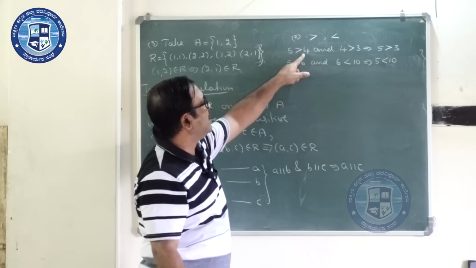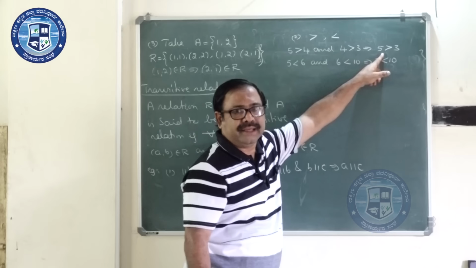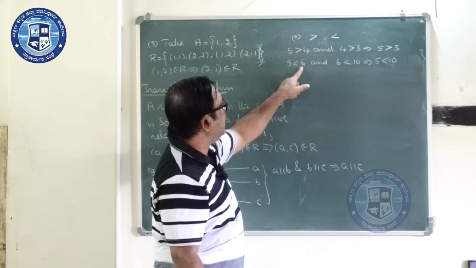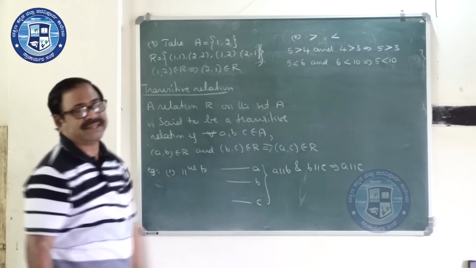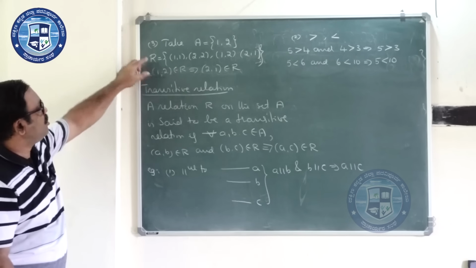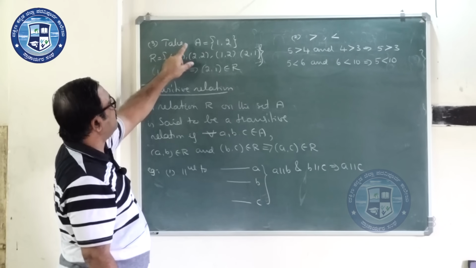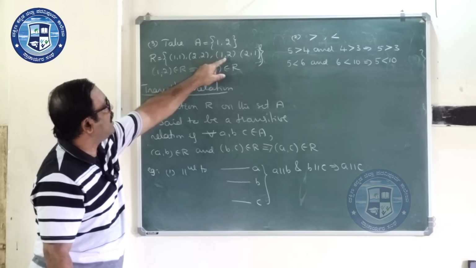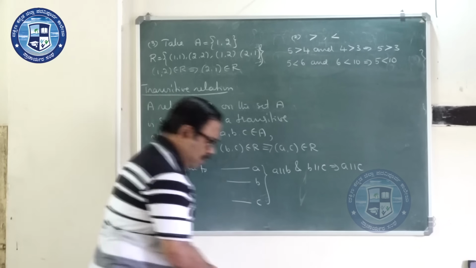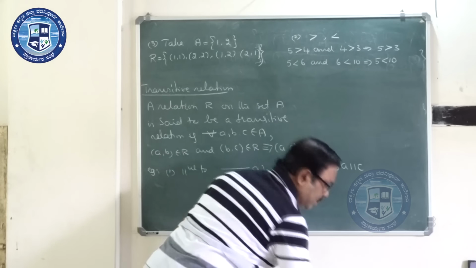Why? A greater than B and B greater than C means A is greater than C. Similarly, A less than B and B less than C implies A is less than C. So, now you go to this example. Let us consider the same example, 1 2. Here (1,1), (2,2), (1,2), (2,1). Now you have to verify whether this is transitive.